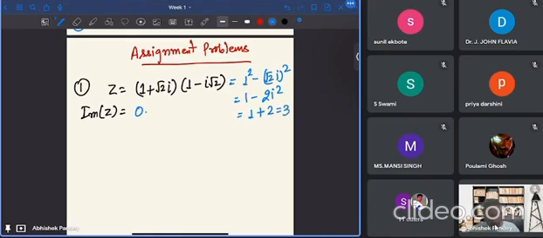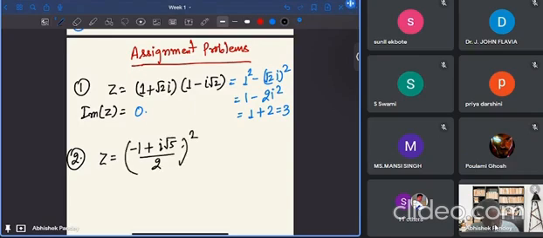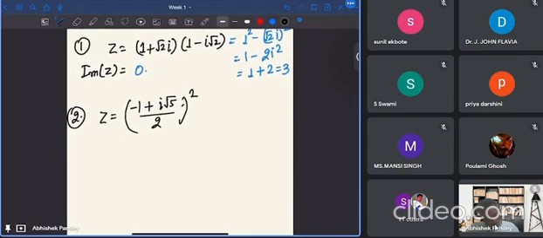Okay. Now the second question is, yeah, I would like to remind you that these assignment problems are from the previous year. Okay. So z is equal to (minus 1 plus iota root 5) by 2, whole square.